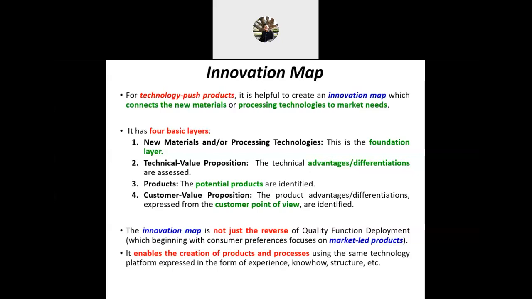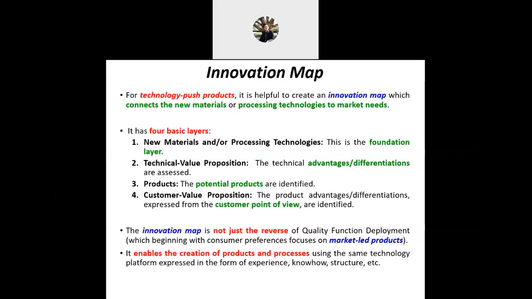We don't focus only on modeling or only on experiment, but use both, integrated between computer tools and experiments. So for technology push, it is quite helpful if we can create the innovation map. For demand push we have another model, but for technology push we usually use the innovation map.